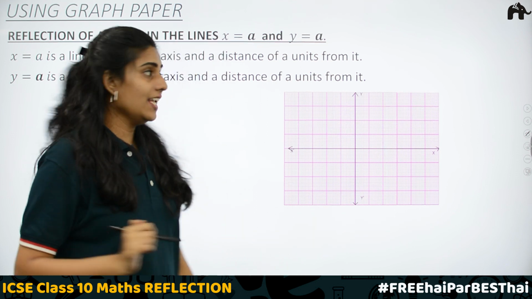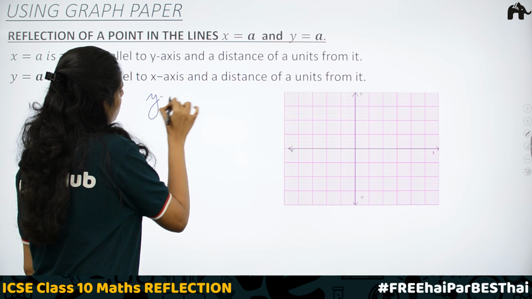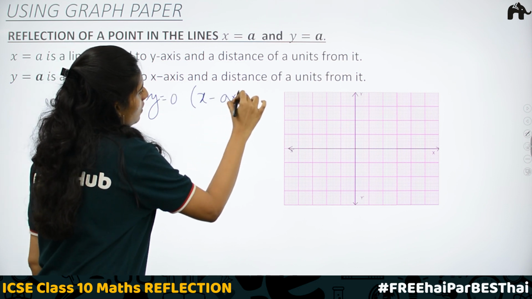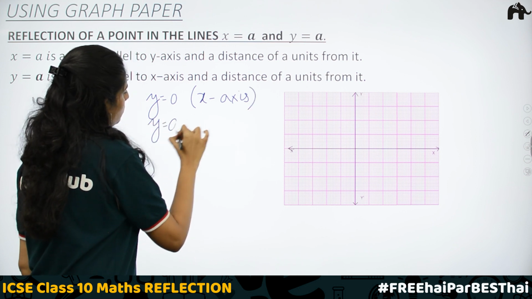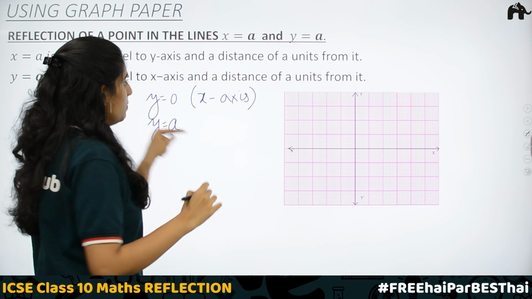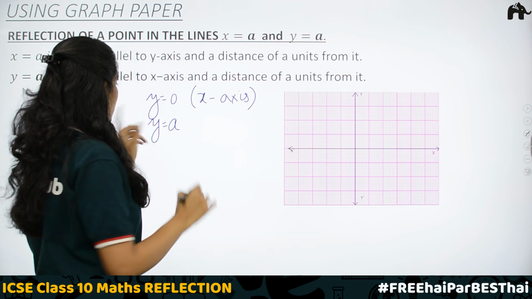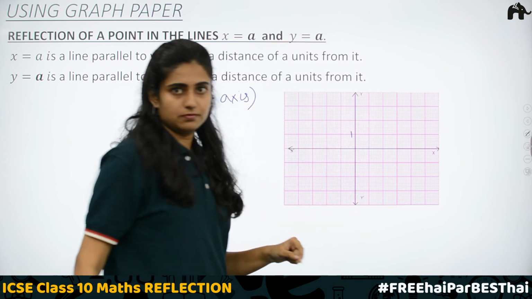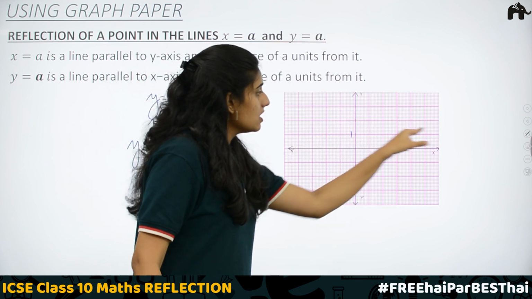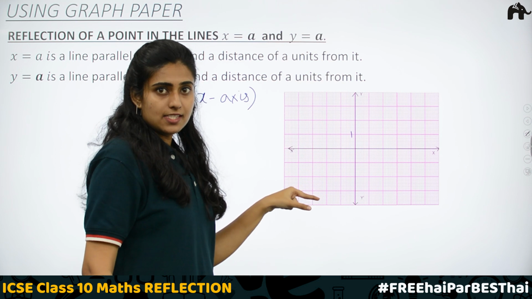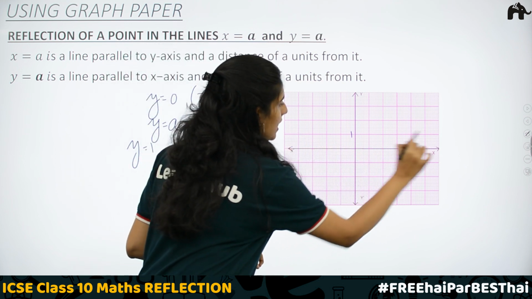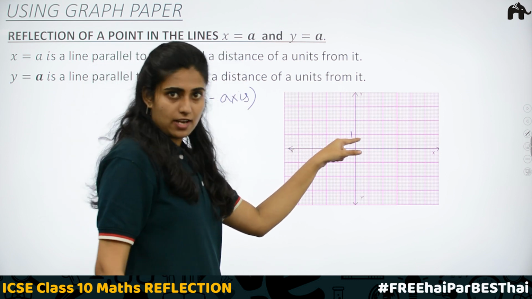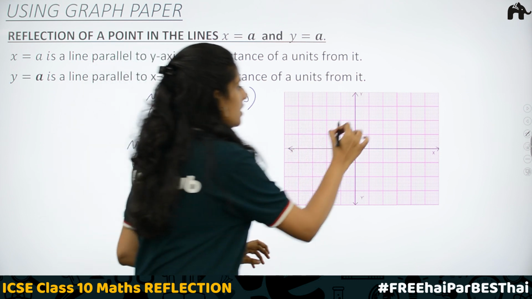Clear? Next, y is equal to 0. Y is equal to 0 is our x-axis. So, when you have a line y is equal to a, y is equal to a will be a line that is parallel to x-axis. When y is equal to 1, here we have 1, this point is 1. A line that passes through this 1 will be parallel to x-axis. Along this line, every point will be having y is equal to 1 and x coordinate will be changing.